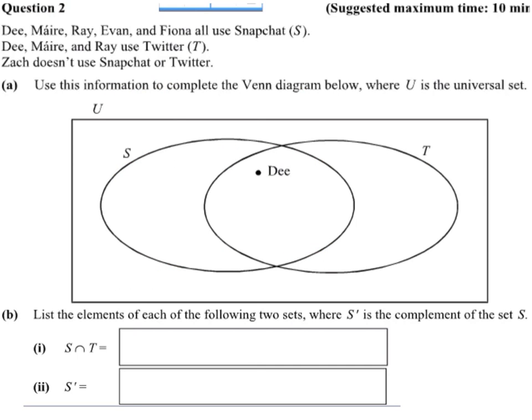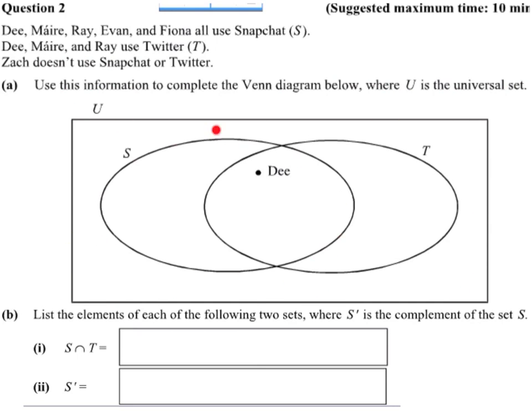Question 2. Dee, Moira, Ray, Evan and Fiona all use Snapchat. Dee, Moira, Ray use Twitter. Zach doesn't use Snapchat or Twitter. Use this information to complete the Venn diagram below, where U is the universal set.